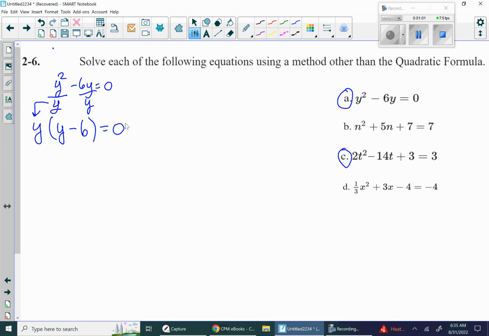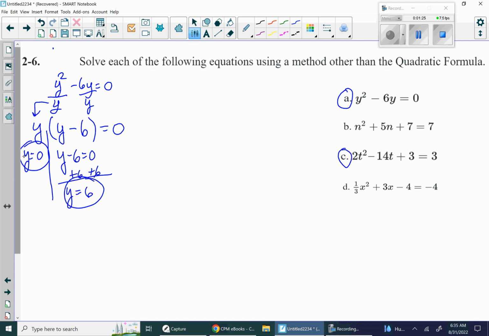And now this is just a zero product property problem. I can actually just draw the line because I have two factors. If the factor y is 0, then I will have a true equation, a true statement. And if y minus 6 equals 0, then I also will have a true statement because of the zero product property. So if I just add 6 to both sides, y could possibly be 6. Okay, so those are my two solutions for part A.